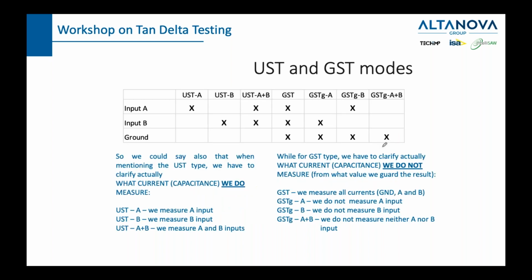One more way to look at it is the fact that with a UST method, since we know that we do not measure the ground, we just say what we do measure. UST A does measure A, UST B does measure B, and UST A plus B does measure A plus B. But with a GST method, we have to say what we do not measure. So GST measures all, GST GA does not measure A, GST GB does not measure B, and GST GA plus B does not measure either A or B.